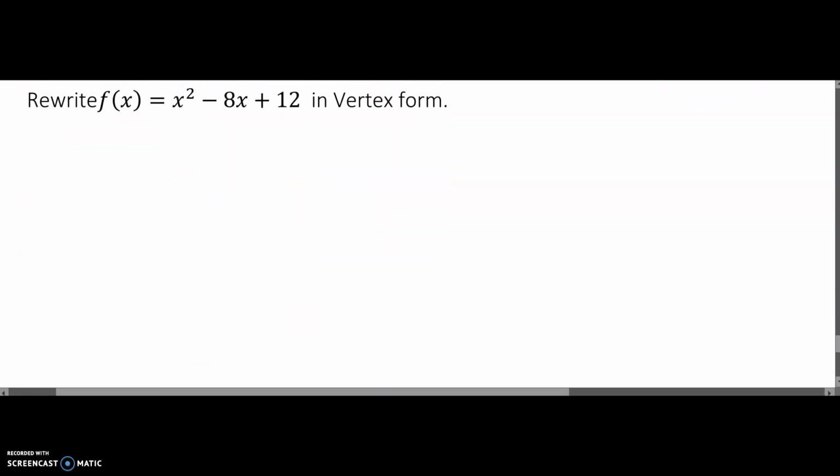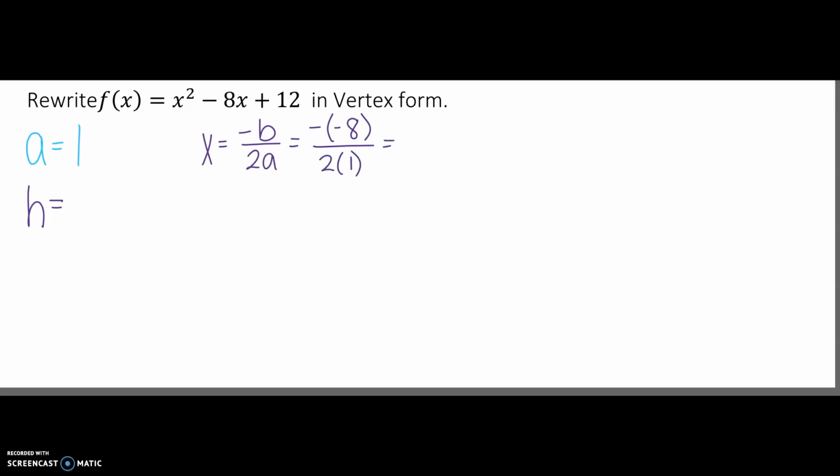Now we want to do it again. Remember, first step is to find our a value. In this case, our a value is 1. We'll find our h value by using our AOS formula. So x is equal to negative b over 2a. So we have negative times negative 8 over 2 times 1. Negative times negative 8 is positive 8. 2 times 1 is 2. 8 divided by 2 will give me 4. So my h value will be 4.